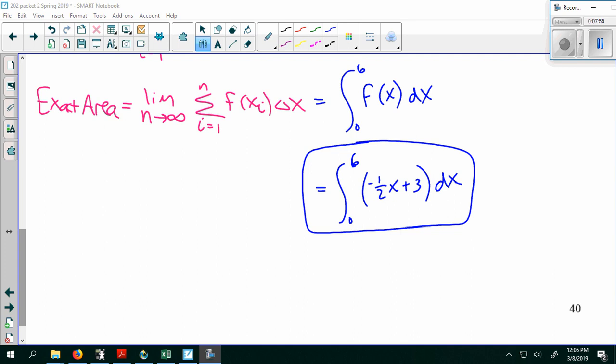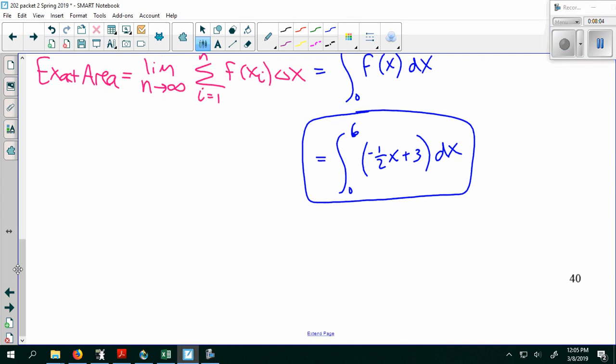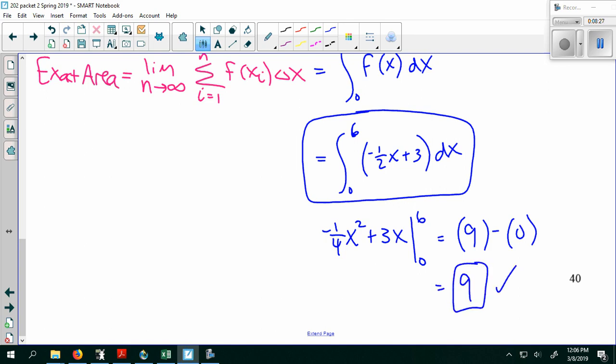Although maybe it'll be interesting just to evaluate this to make sure we get 9, right? We know the area of that triangle is supposed to be 9, so let's just double check. So my antiderivative of negative 1/2 x plus 3 is negative 1/4 x squared plus 3x. Evaluate that from 0 to 6. When you plug in 6, you get 9. And when you plug in 0, you get 0. So this is, in fact, 9, as we predicted using the easy area of a triangle formula.